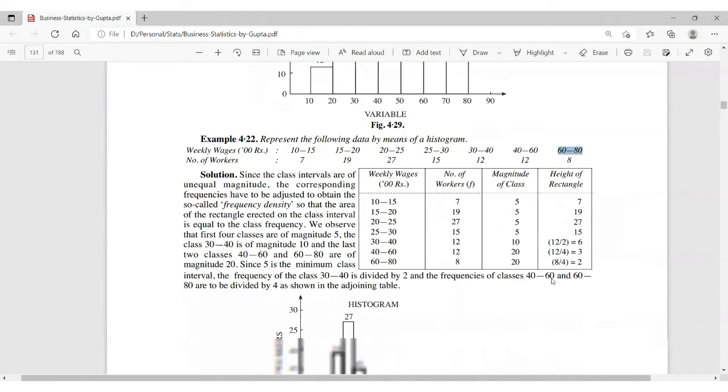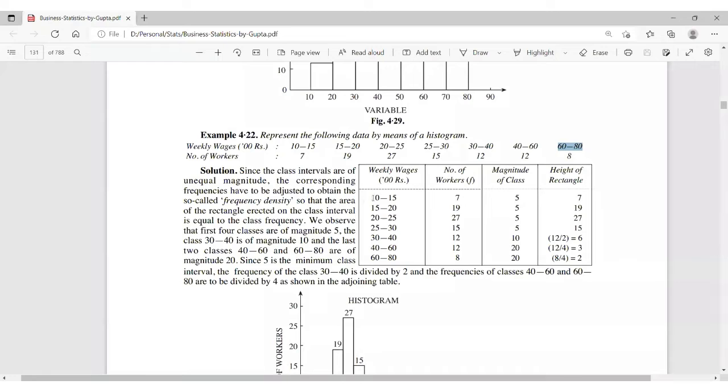What will we do, look: 10 to 15, 15 to 20, 25, up to 30 we have written as it is. Now, 30 to 40. What will be in 30 to 40? The interval is 10, right? So the difference of 10 will be made twice: 30 to 35, then 35 to 40. So we further divided it into two parts.